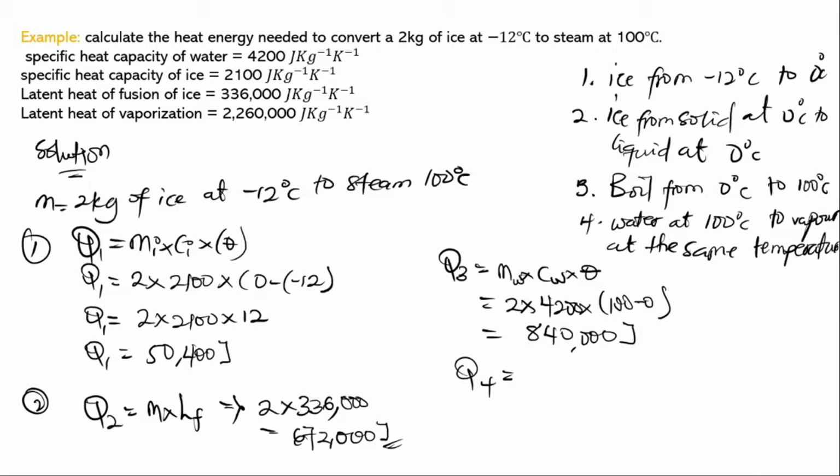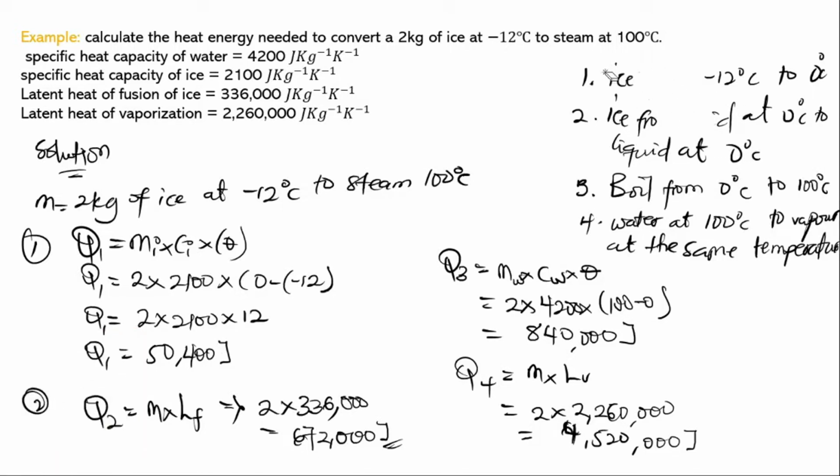of vaporization. Now, from what I said earlier on, for the latent heat of vaporization, if you want to know the amount of heat involved, it is just the product of the mass of the substance multiplied by the latent heat of vaporization. So we multiply the mass of 2 by the latent heat of vaporization, which is 2,260,000. And so the heat energy in this process, that is converting the water from 100 degrees Celsius to vapor at 100 degrees Celsius, becomes 4,520,000 joules.